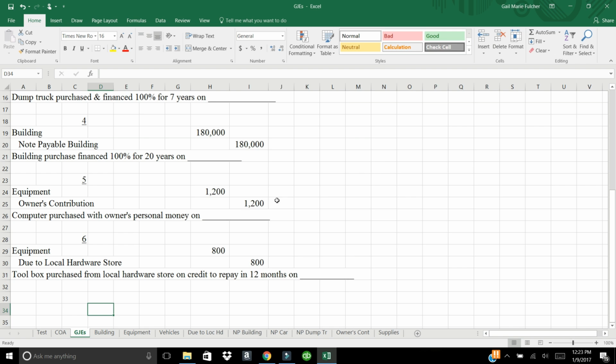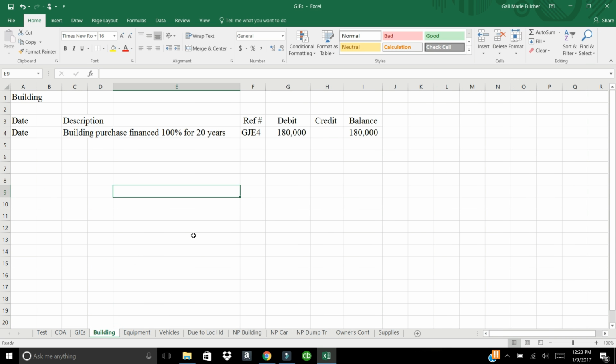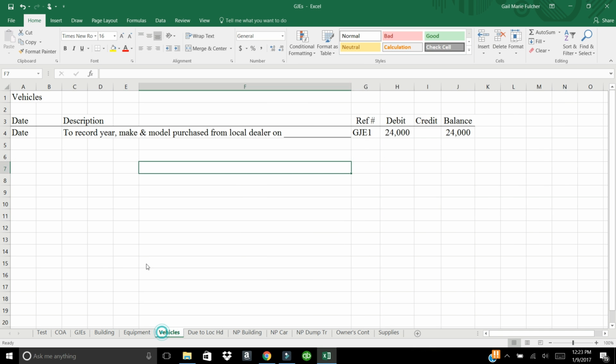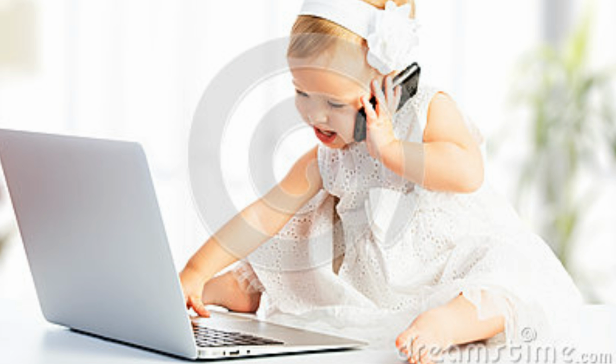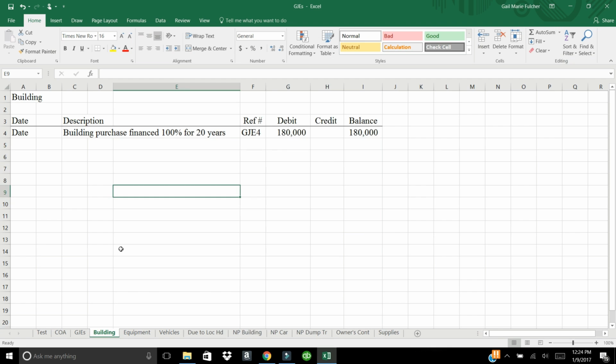Now let's take a look at our general ledger. And remember, the general ledger can be here on an Excel spreadsheet. Each one of these account sheets that I have here named as accounts makes up the general ledger. So again, it can be in a spiral notebook. It can be in your computer, which of course we're going to move to pretty soon. Our building account, there's the date, the description. You just bring the description over. The reference number is general journal entry 4. The debit is $180,000 and the balance is $180,000.